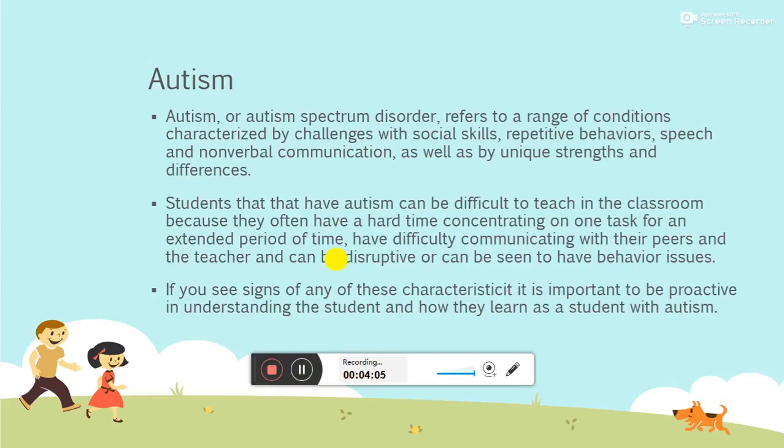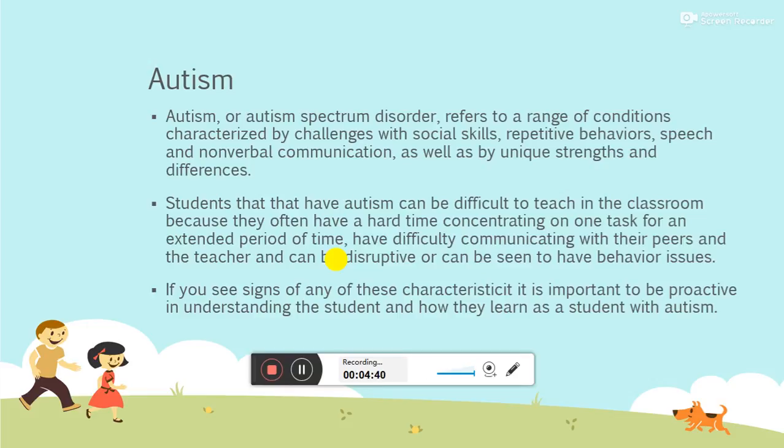Also, the unique strengths and differences. A lot of people think of children with autism as not being as smart as other students. In fact, that is a lot of times the exact opposite. These students have exceptional abilities and strengths that other students don't have. So being able to identify the weaknesses, but also being able to identify the strengths and exploiting those strengths is an important part of teaching a child with autism.